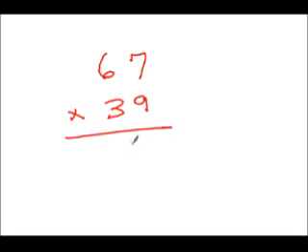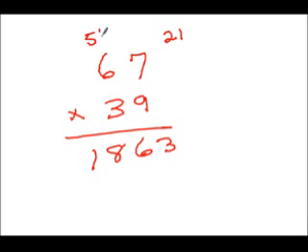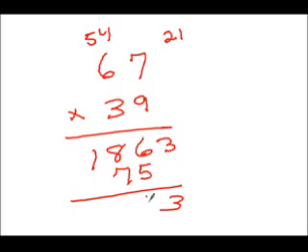Let's try walking through one more problem, then I'm going to have you do some. 67 times 39. 9 times 7, 63. 6 times 3, 18. 3 times 7, 21. 9 times 6, 54. 54, 64, 74, 75. Do my adding. 2,613.